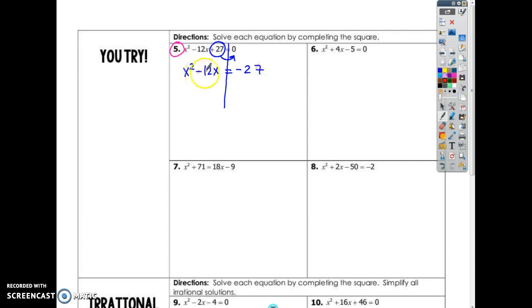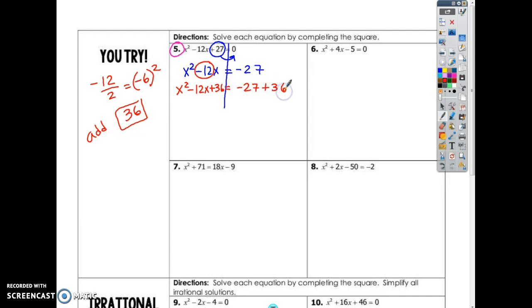Take the b, which is that negative 12, divided by 2, and square it. Negative 6 squared is positive 36. So I'm going to add 36 to both sides, here and here. So I have x squared minus 12x plus 36 equals negative 27 plus 36.